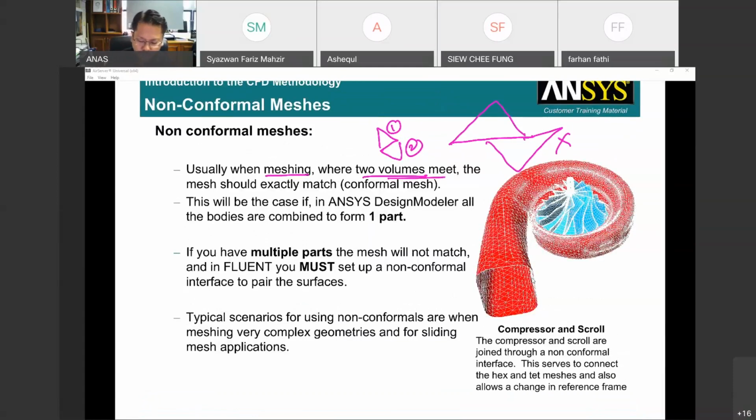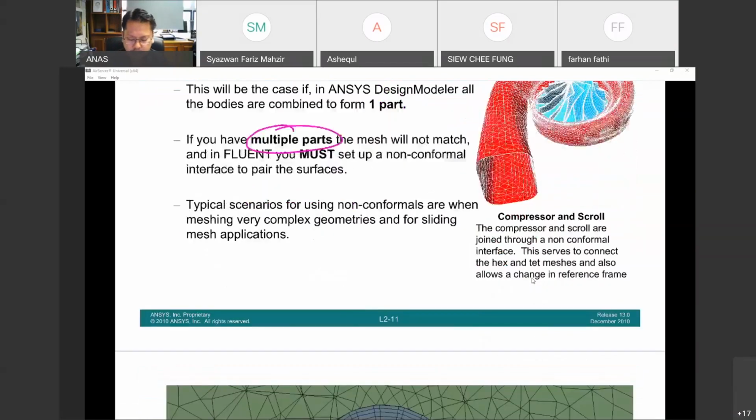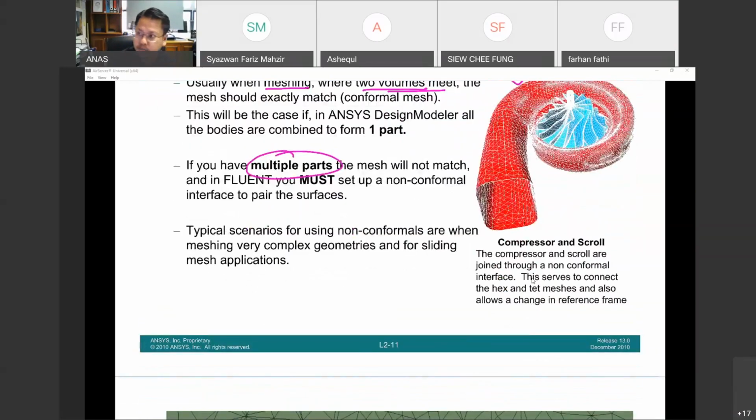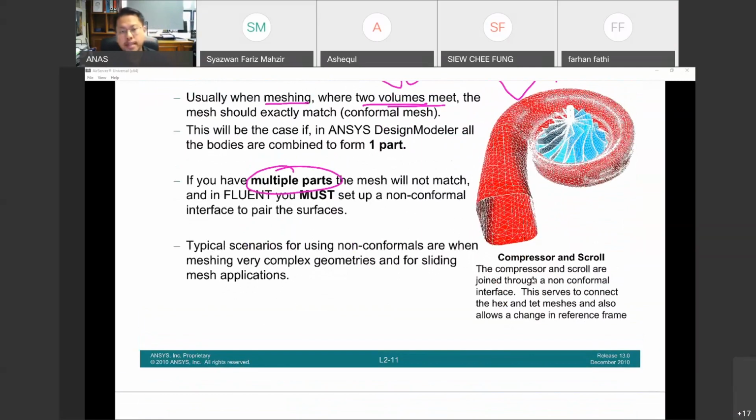So this is a problem, especially when you have several parts combined together. If you just have one simple part, usually that's not a problem. But if you have several components mixed together, then you have a problem, especially with multiple parts. So it says here you basically have to make sure your mesh is conformal before you proceed. Otherwise, you'll get an error.